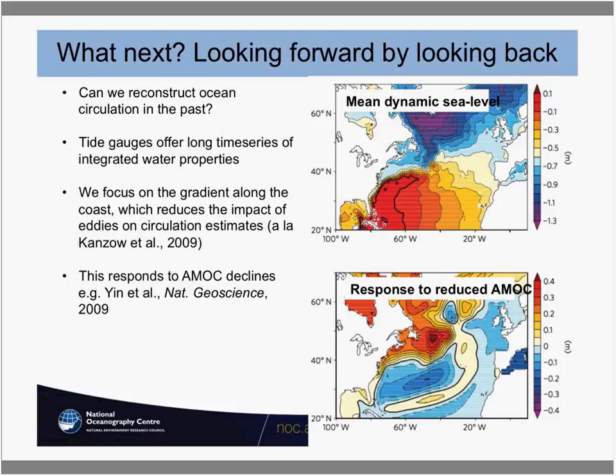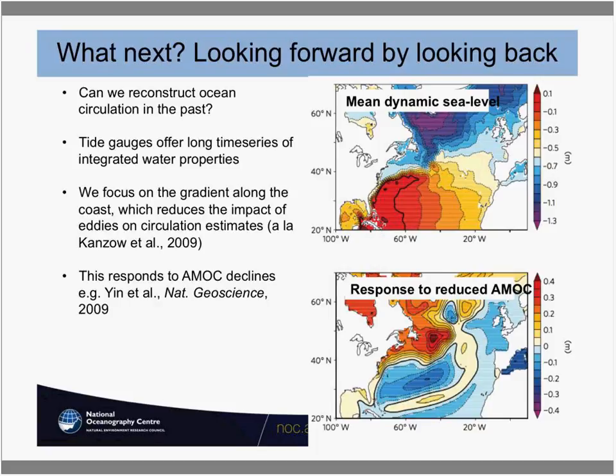For the final bit of the talk, we look forward by looking backwards. The question is, can we reconstruct ocean circulation in the past? To do this, we've done some analysis of tide gauge records along the US East Coast. Long time series of direct observations of ocean circulation really don't exist. So these tide gauges offer measurements of basic properties of the water column back over a long time period.